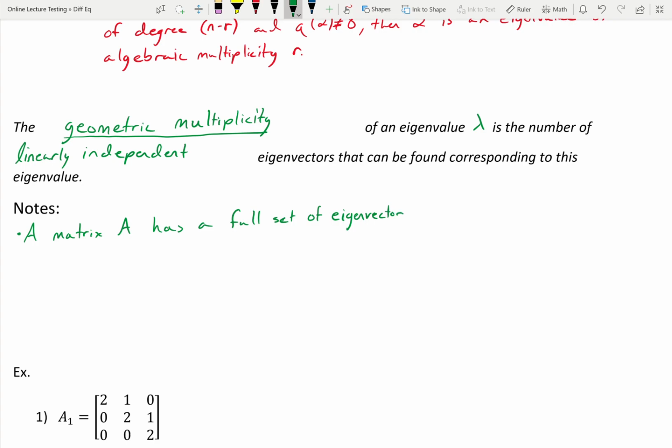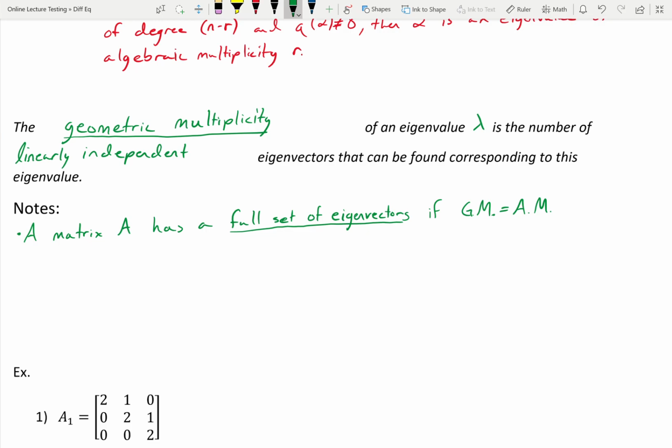So remember when we talked about full sets before, full sets were when, and this is coming from 4.5 if I'm not mistaken, a full set of eigenvectors means that they are linearly independent and there's an n number of them. So that's what that means. And the cool part is if the geometric multiplicity, GM, is equal to the algebraic multiplicity.